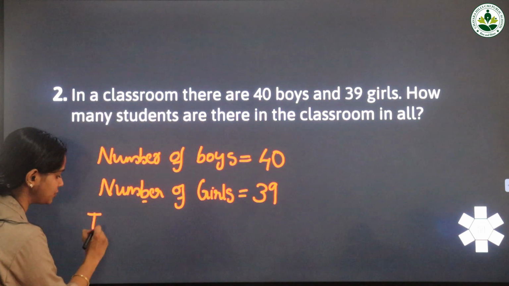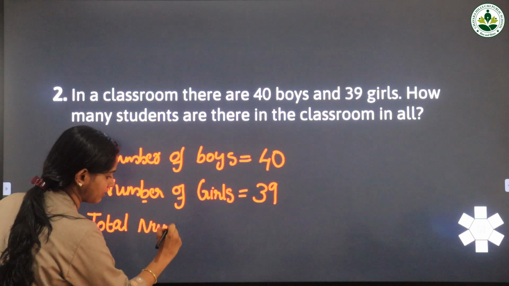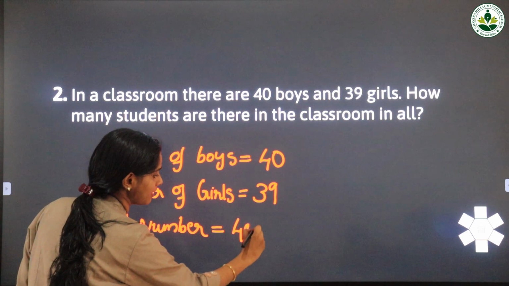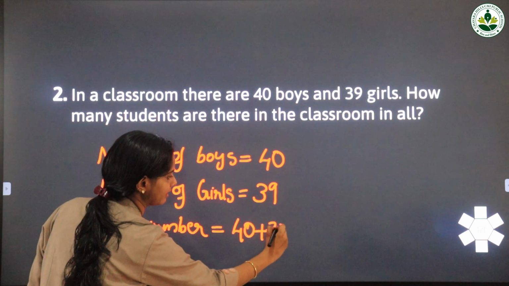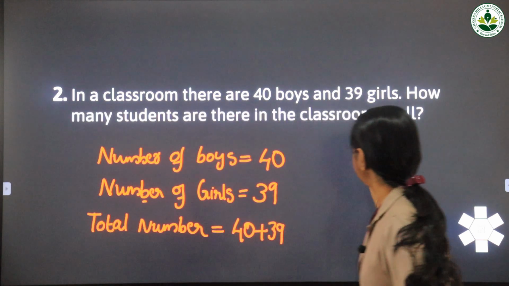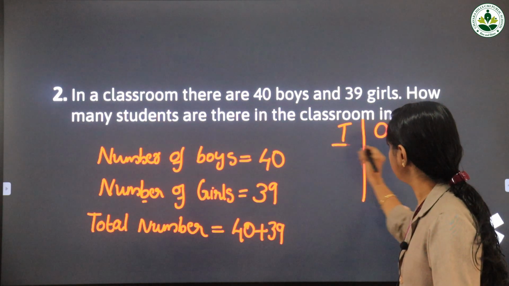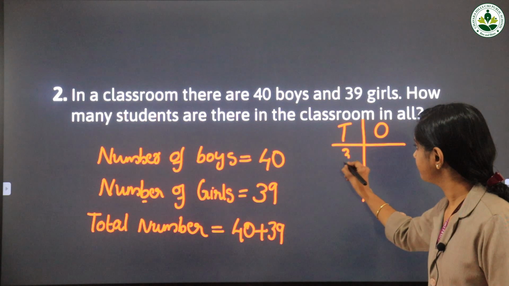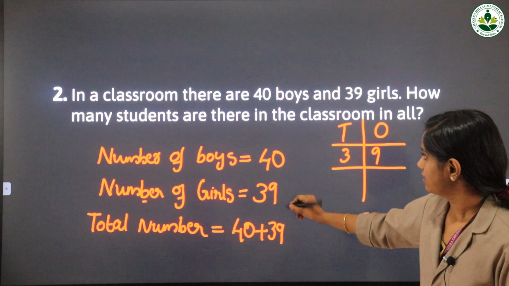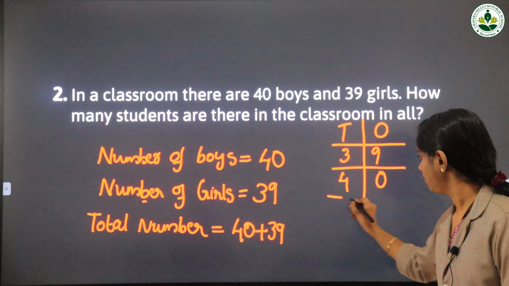Total number is equal to 40 plus 39. How to find 40 plus 39? We have to place these numbers in the place value column, tens column and ones column. We place 39 first, 3 tens and 9 ones. Then 40, 4 tens and 0 ones.